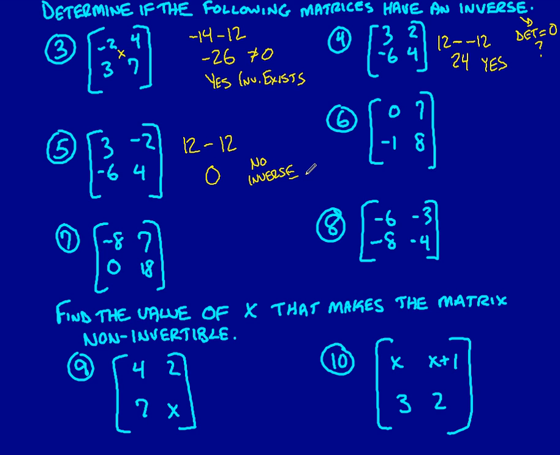In number 6, 0 times 8 is 0. Negative 1 times 7 is negative 7. I subtract them and get 7. Again, it doesn't equal 0. So yes, this one is invertible.